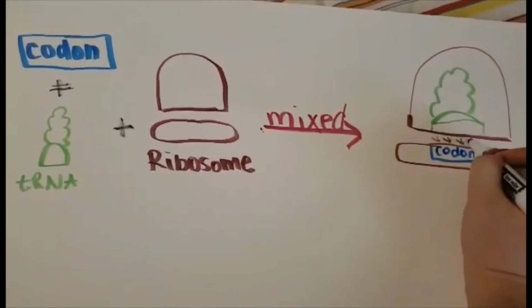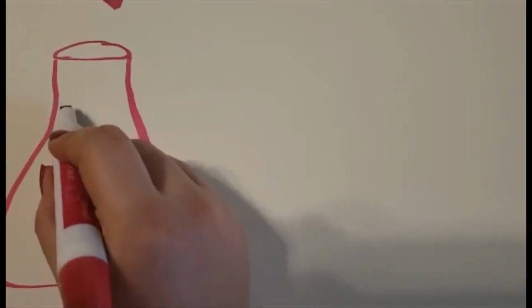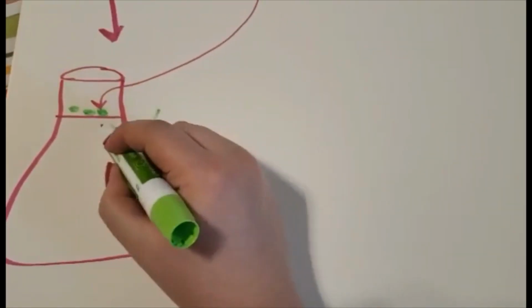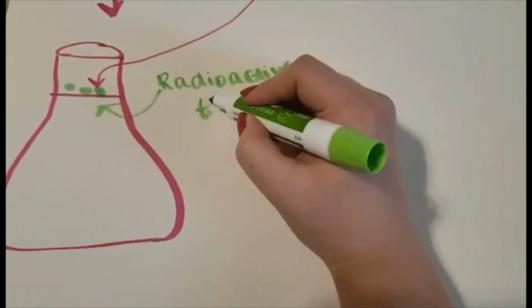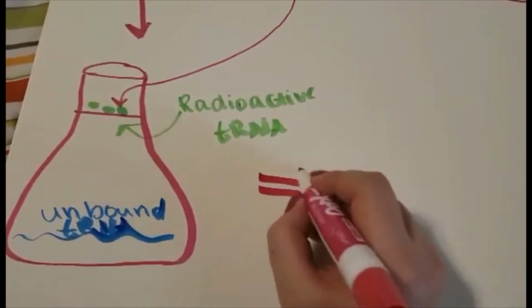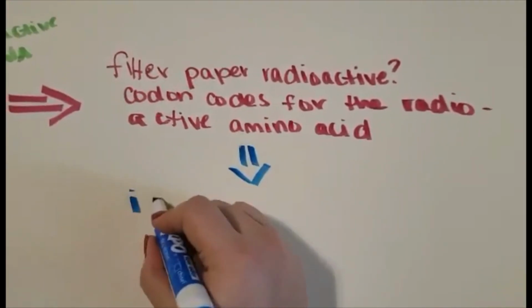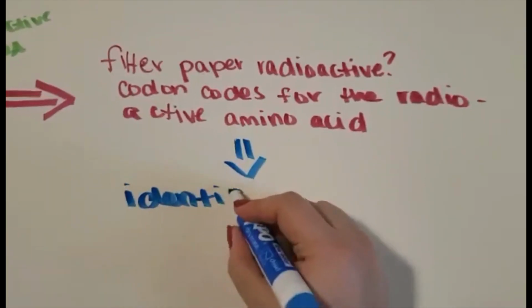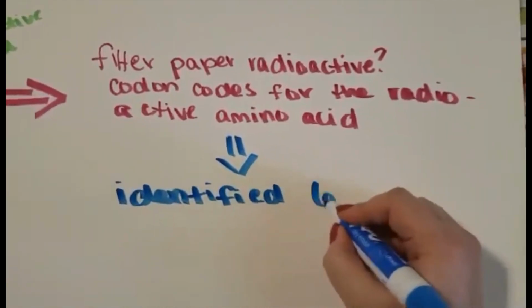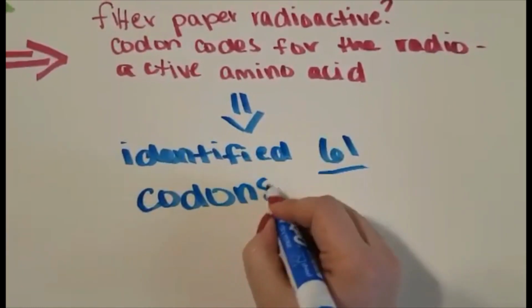Finally, the mixture was passed through a nitrocellulose filter. tRNAs that were paired with ribosome-bound mRNA would stick to the filter, whereas unbound tRNA would pass through the filters. After this was done, the filter paper was observed to see if it was radioactive. If the filter was radioactive, then that codon coded for the amino acid that was labeled during the experiment. Through this experiment, Nirenberg and Leder were able to identify 61 codons.